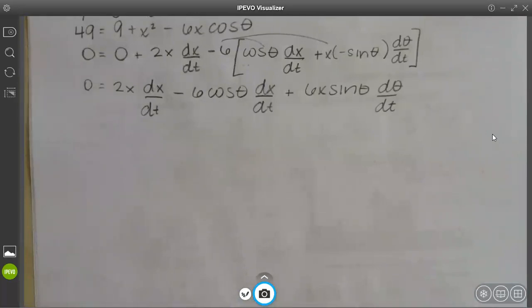It's going to be a lot of work to try to solve it for, it's not a lot of work, but it's enough to solve for d theta over dt. So you guys can just plug in from here.